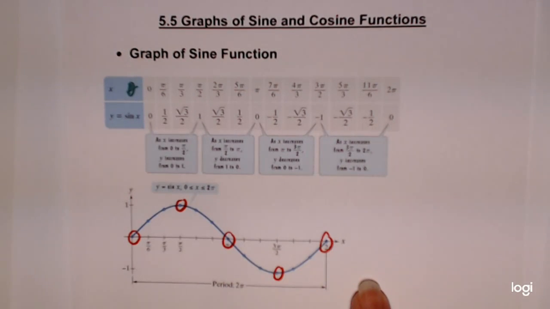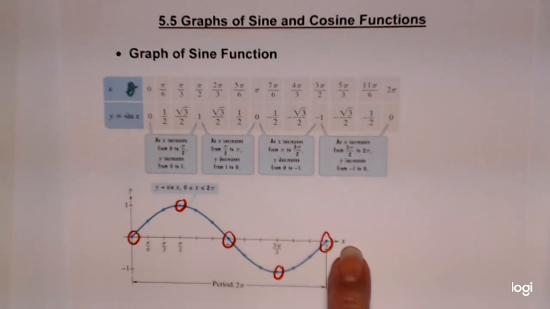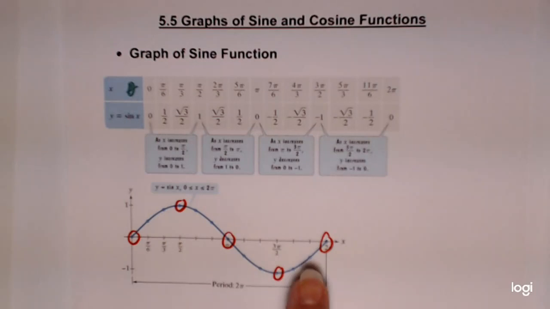We could, and in your project, we could calculate the values for pi over 6, pi over 4, pi over 3, and calculate many more values to sketch our graph. But in our class, what we're going to do, other than your project, is focus on the 5 key values and then sketching the graph from there.